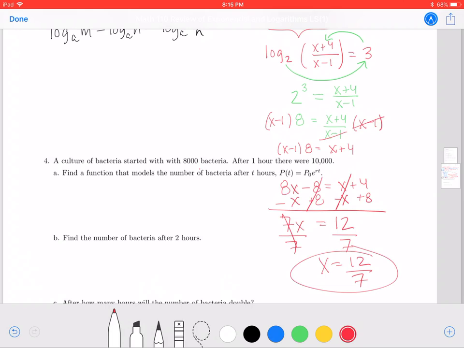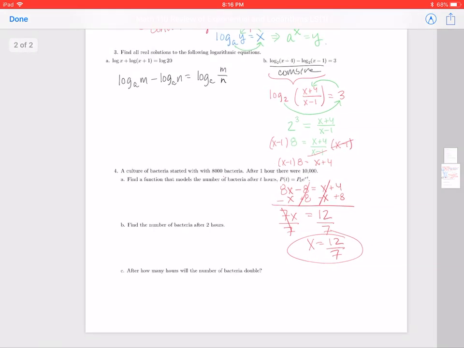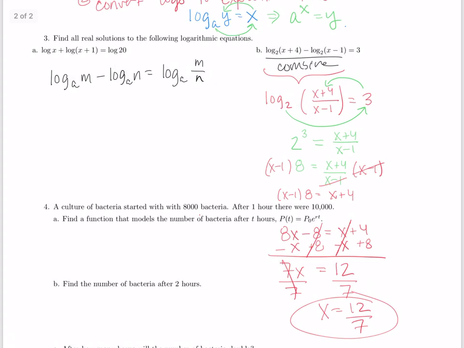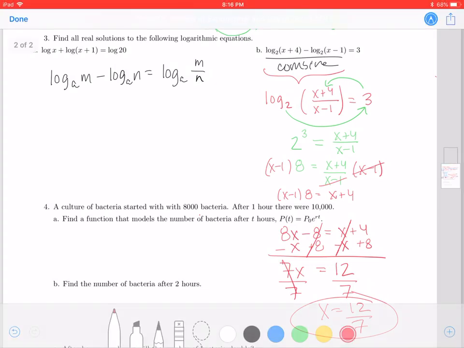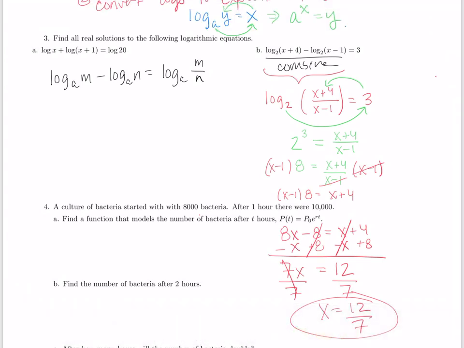Now, are we done yet? No, we want to check this. Remember, just like we did in the first problem, 3a, we want to make sure that this is a valid solution. So if I plug 12 sevenths into the original equation, do I end up with positive values? So log 2 of 12 sevenths plus 4, that checks out. Log 2 of 12 sevenths minus 1, that checks out. So we check to make sure it's valid. It is. That means 12 over 7 is my one and only solution. Great job.